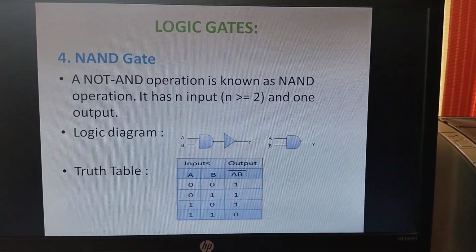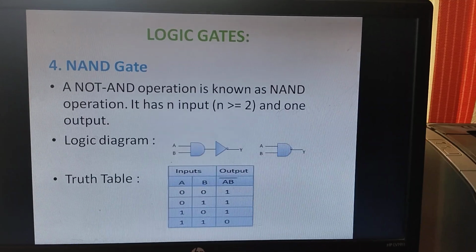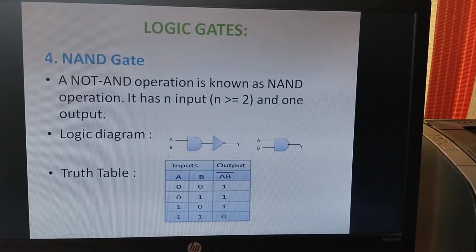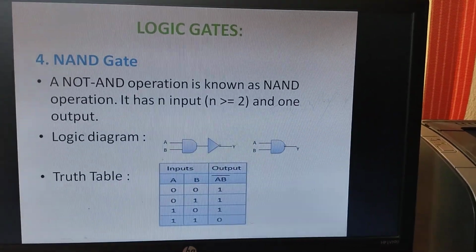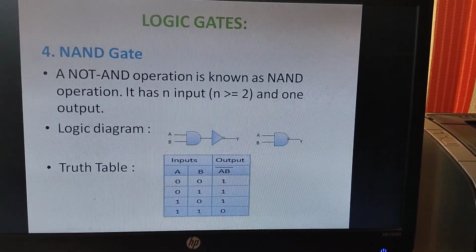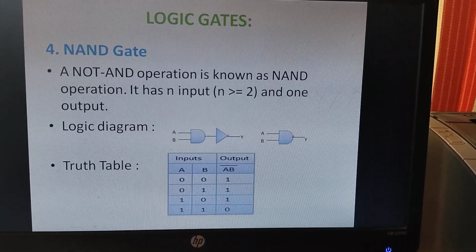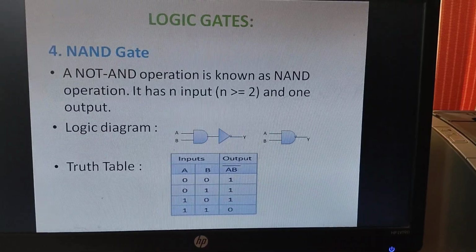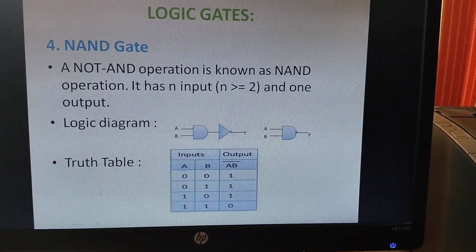Next, NAND gate. That is a NOT AND operation, a combination of AND and NOT gates. It has n inputs and 1 output. The logic diagram is first an AND gate followed by a NOT gate, which gives the complement. The inputs are A and B, output is AB bar. Input A and B are 0, output is 1. Input A equal to 0, B equal to 1, output is 1. Then input A equal to 1, B equal to 0, output will be 1.